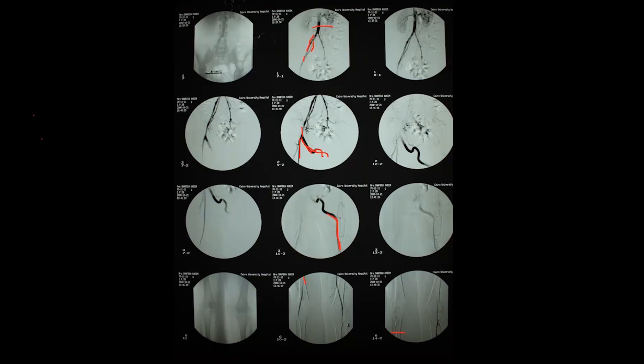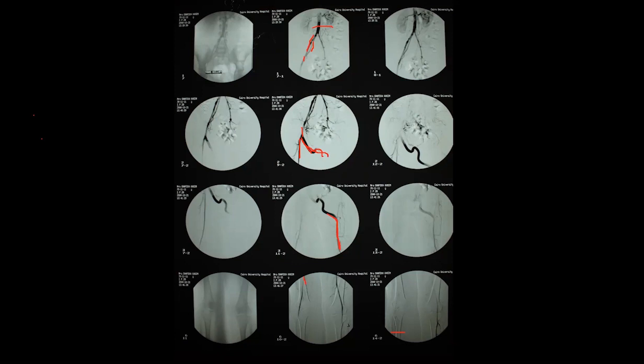You don't call it bifemoral. How do you call it? Is this anatomical? No, it's an extra-anatomical bypass. And how do you call it?